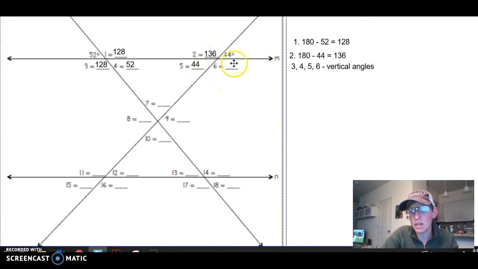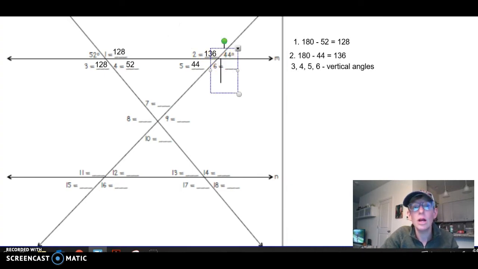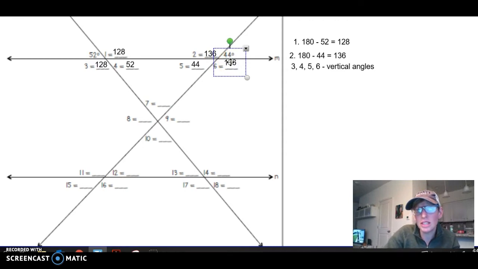And then same thing for angle 6. It's directly across, or vertical, from angle 2, which equals 136 degrees. So I know that angle 6 also has to equal 136 degrees. So I'll just write that in there. All right, so now we've solved essentially 6 problems with very little work, which is nice.